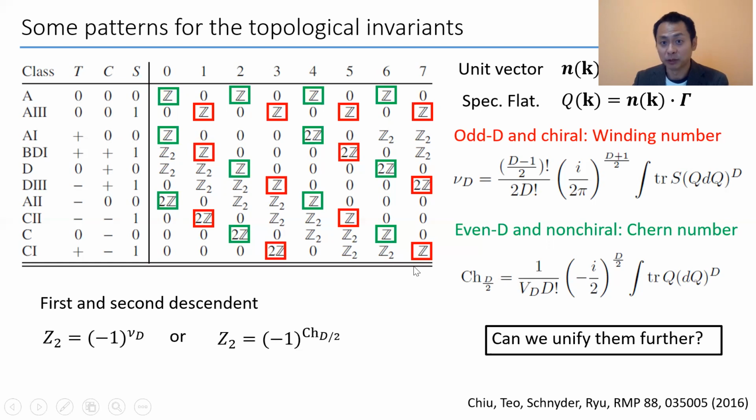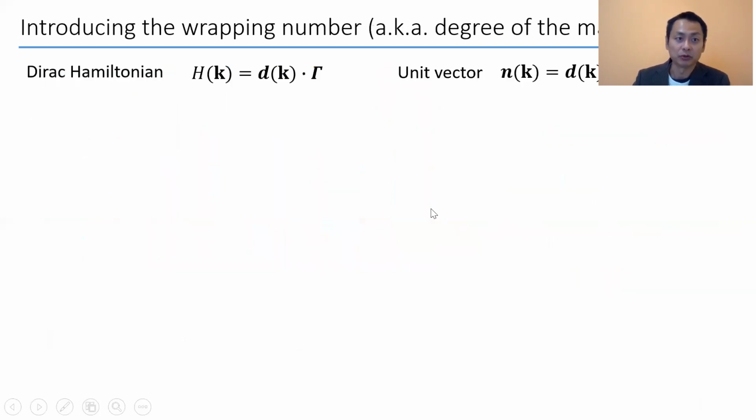Now, but if you are a minimalist, then maybe you would like to ask, can we further simplify them? Now, this comes to the work that we recently proposed. Namely, we will introduce this new, or let's say universal, topological invariant, which we call wrapping number, that in differential geometry is also known as the degree of the map. So it goes like the following. Once again, you start from the Dirac Hamiltonian and you construct this unit vector, the n vector, right?